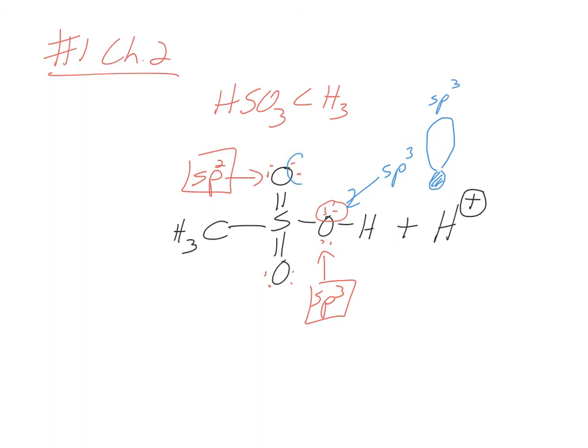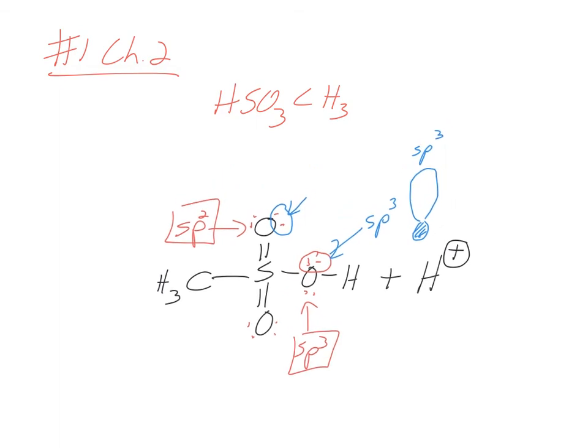What about this lone pair? What hybrid orbital is that lone pair in? It's in an sp2. Very good. What does an sp2 look like relative to an sp3? A little shorter and a little fatter. It's not as fat as an sp, but it's getting there. So which lone pair do you think is going to be more reactive, a lone pair in an sp2 or in an sp3?